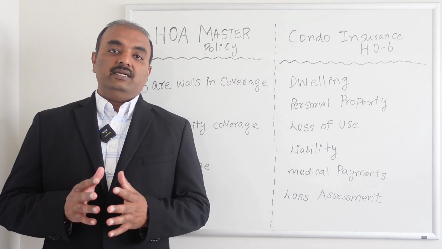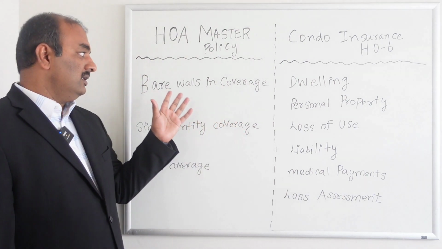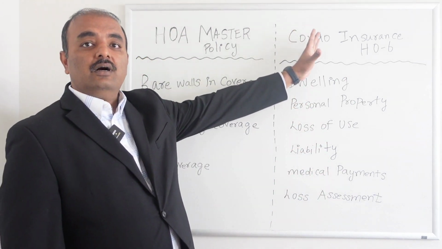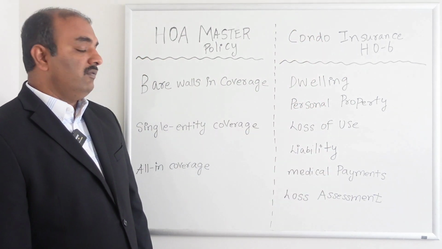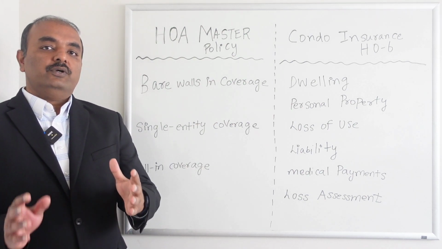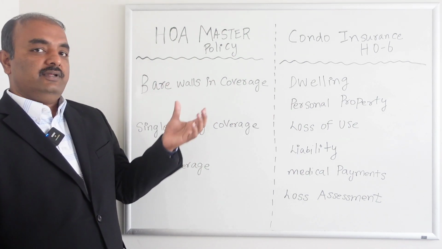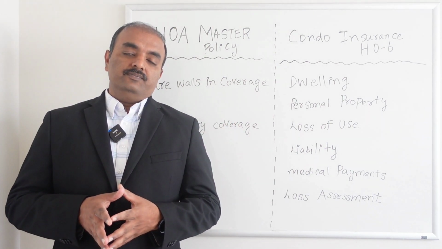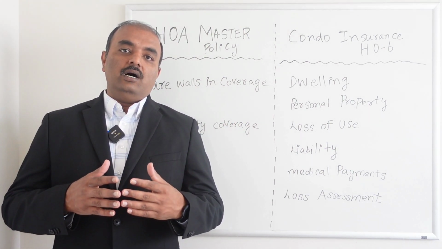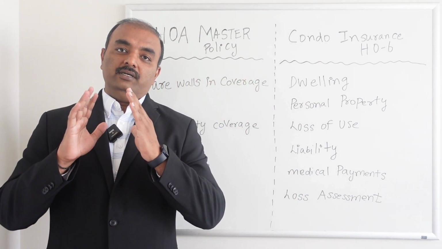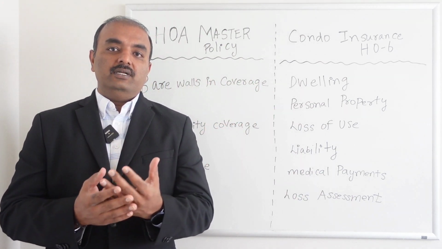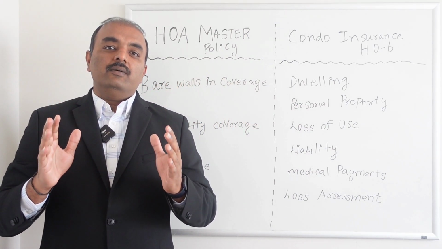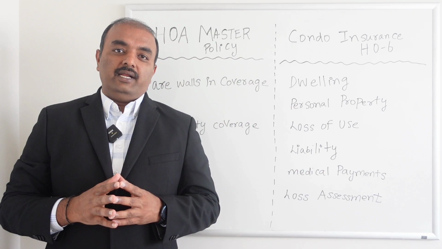You have to understand what kind of coverage your HOA has so that you can accordingly select your condo insurance coverages. For example, if your HOA has bare walls coverage, it means all the common areas will be covered, plus your unit's outside drywalls will be covered. Nothing inside the unit will be covered, only the unit's drywall and the roof will be covered. This is the minimum coverage that any HOA can have.